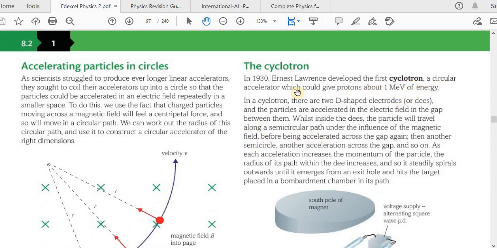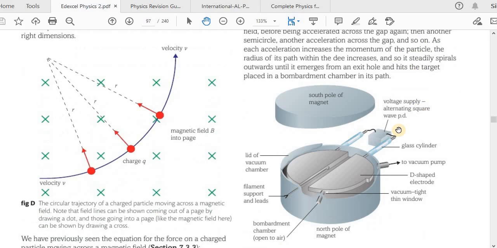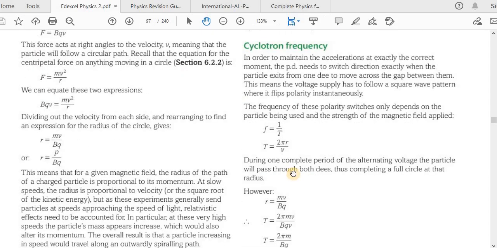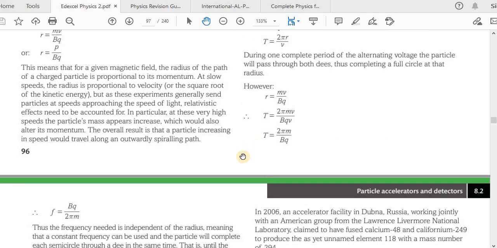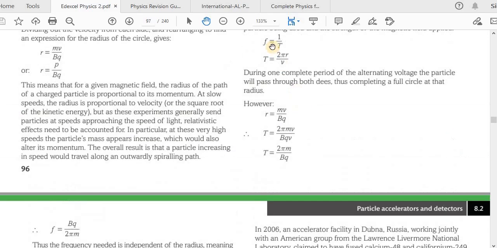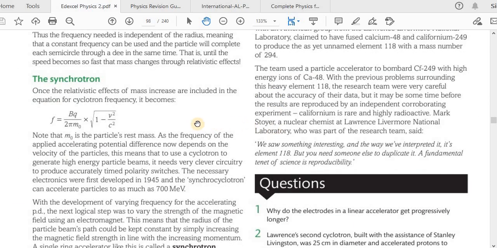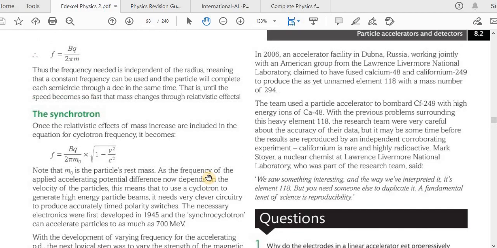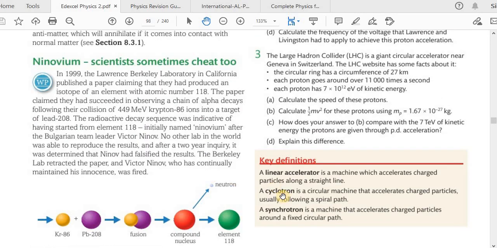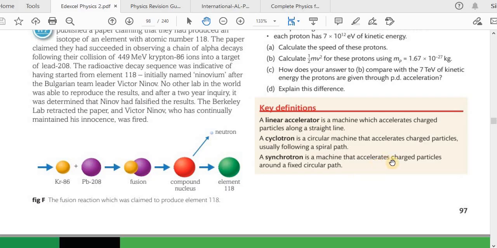Cyclotron, a circular accelerator which gives protons about 1 mega electron volts of energy. These are the D-shaped electrodes. We will see the details, and we can find what F is using this method. Then we have the synchrotron, and what is it? A single ring accelerator like this is called a synchrotron. If you go to the definitions, a synchrotron is a machine that accelerates charged particles around a fixed circular path.